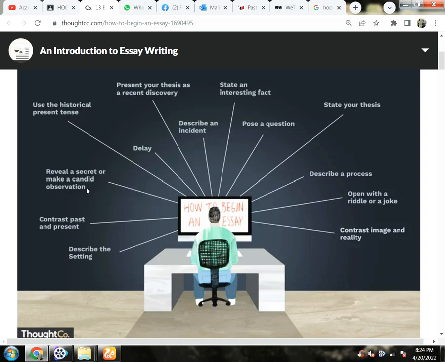Reveal a secret or make a candid observation. This can be for narrative. It can also be used for argumentative, because revealing a secret could also be a fact. It could also be a conspiracy theory, right? So you could also use it there. Whatever you're talking about, you connect it with your topic. Don't be talking about something that is disconnected with your topic. It has to be something to do with what you're about to further write on.